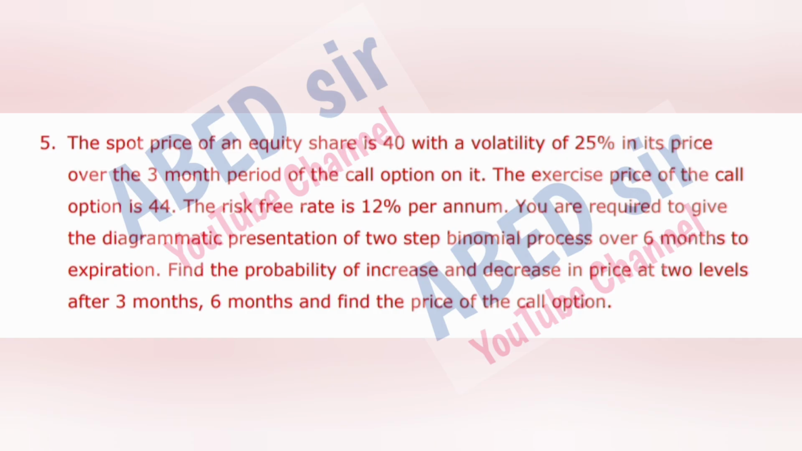The spot price of an equity share is 40 with a volatility of 25% in its price over the 3-month period of the call option on it. The exercise price of the call option is 44. The risk-free rate is 12% per annum. You are required to give the diagrammatic presentation of two-step binomial process over 6 months to expiration. Find the probability of increase and decrease in price at two levels after 3 months, 6 months and find the price of the call option.